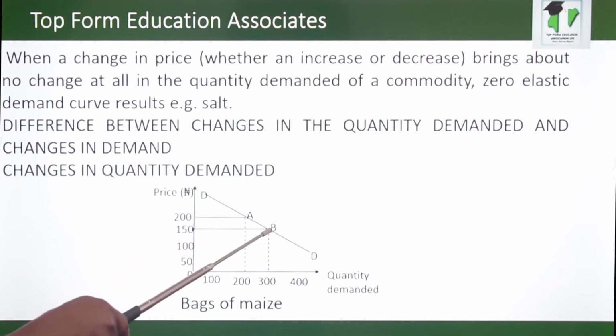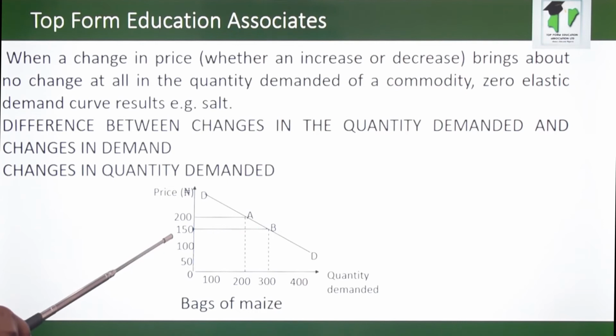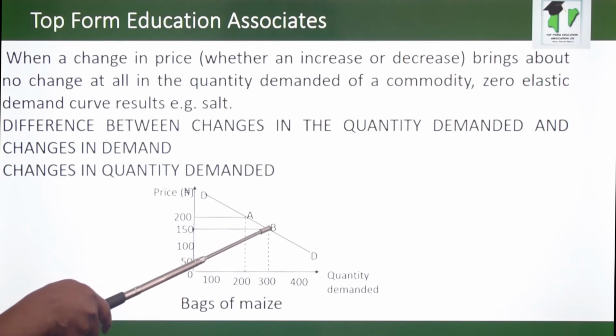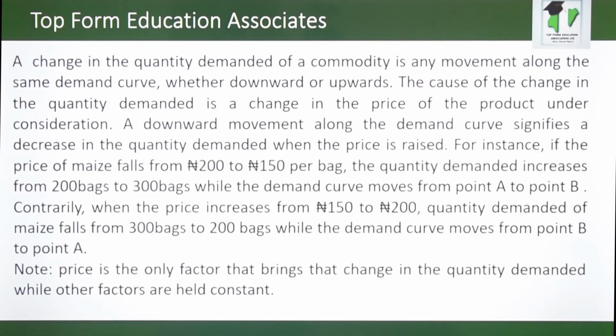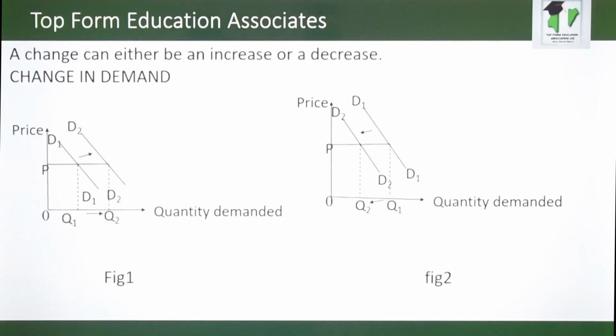But if there is an increase in price from 150 to 120, quantity demanded will decrease from 300 to 200, and then there will be a movement from point A to point B. Note, like I said, price is the only factor that brings about change in quantity demanded, while other factors are held constant. Now, the other one is a change in demand. Remember, anytime you're hearing a change in quantity demanded or change in demand, change is either increase or decrease.